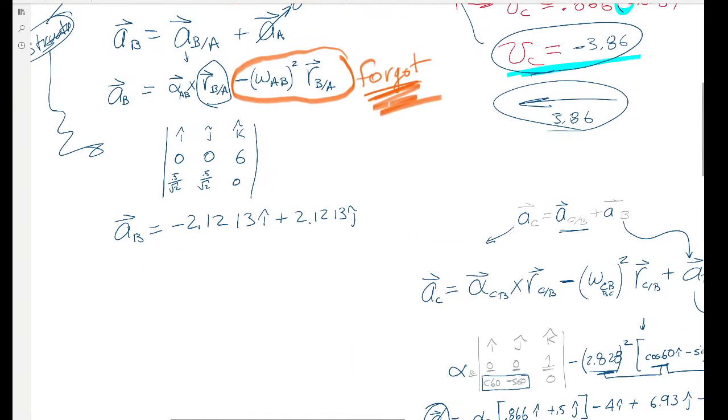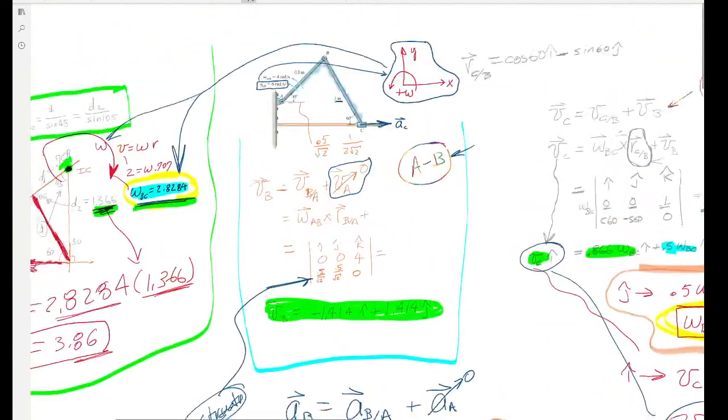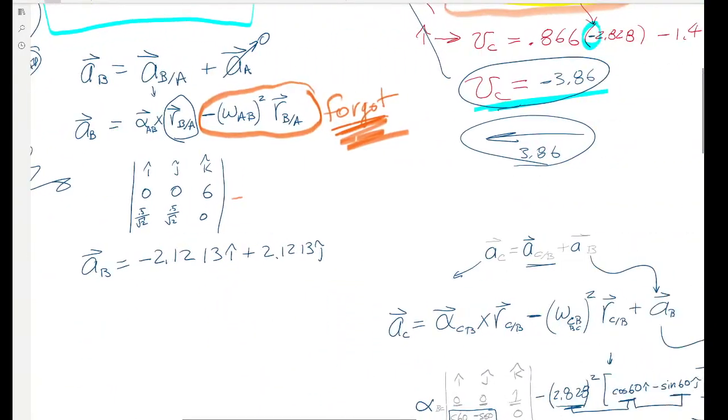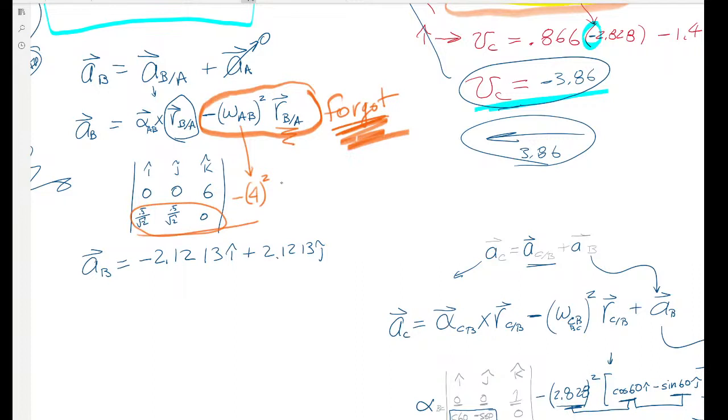Now, I am not done. Minus. Oh geez, I've already forgot. Was it 2 or 4? It was 4. Now, it was 4. It was squared. This term is the same vector that sits right there.